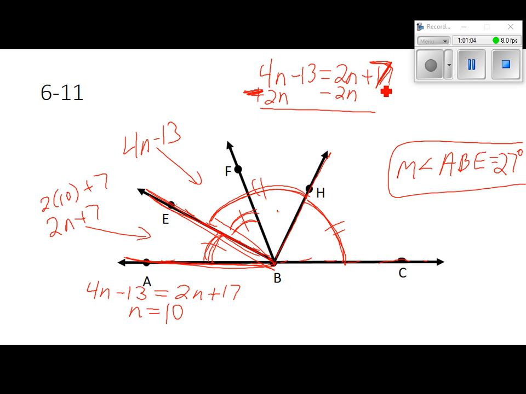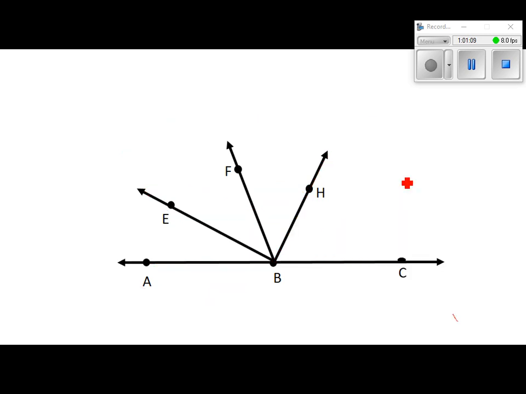So it is 10, are we right? Yeah. Next one, number 7.